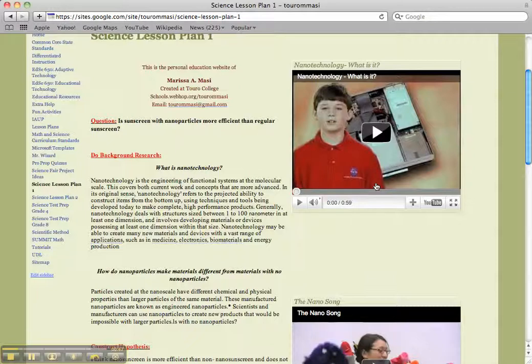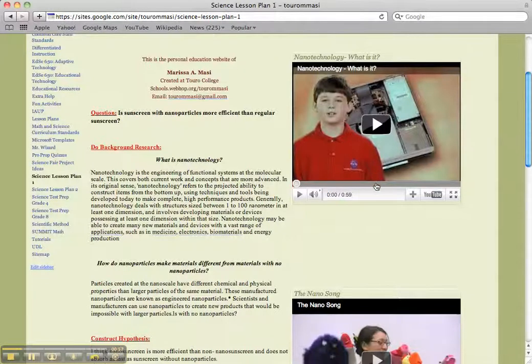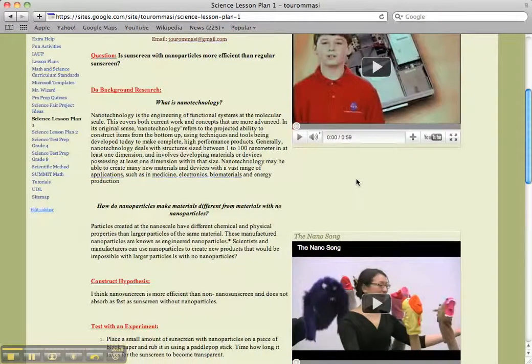So nanotechnology deals with structures sized between 1 to 100 nanometers. It is very, very small nanoproducts. So not only do I want students to do background research on what nanotechnology is, but how nanoparticles make materials different from materials with no nanoparticles. Well, particles created at the nanoscale have different chemical and physical properties than larger particles of the same material.